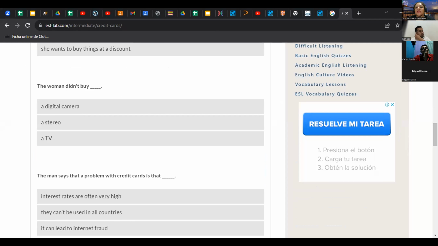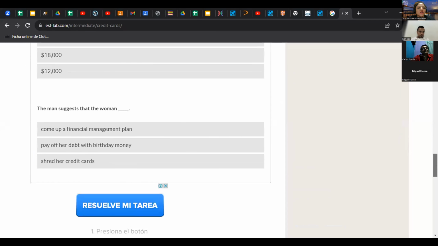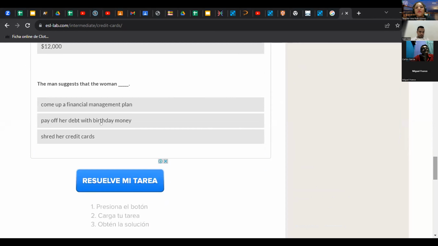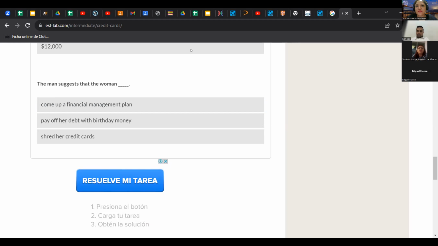What about the next one? The next one is management plan. The meaning of management plan? A budget. But what is budget? Presupuesto. Excellent. Very good. Budget, presupuesto.